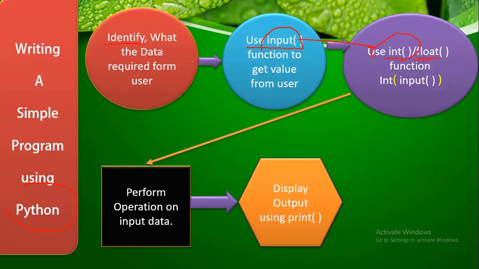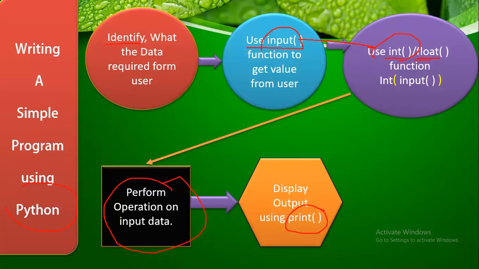Once you have taken the input value, the next task is to decide what kind of operation you have to perform on this data, that is, what kind of operation the computer will perform on that particular data. And once the operation has been performed, the next task is to display the output. For displaying the output on screen, you have the print function.